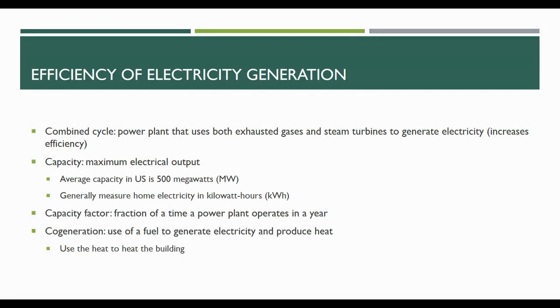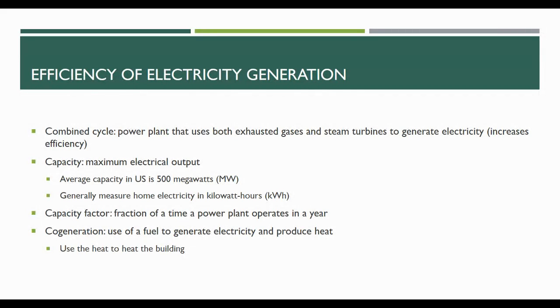However, we know that these plants are not running 24 hours a day, 365 days a year. So we also have to consider the capacity factor, which is like how much time the power plant is operating within a given year. It will not be 24 hours a day, 365 days a year. Maybe it's down for maintenance for a while. Maybe something else happens, but we're not that good.